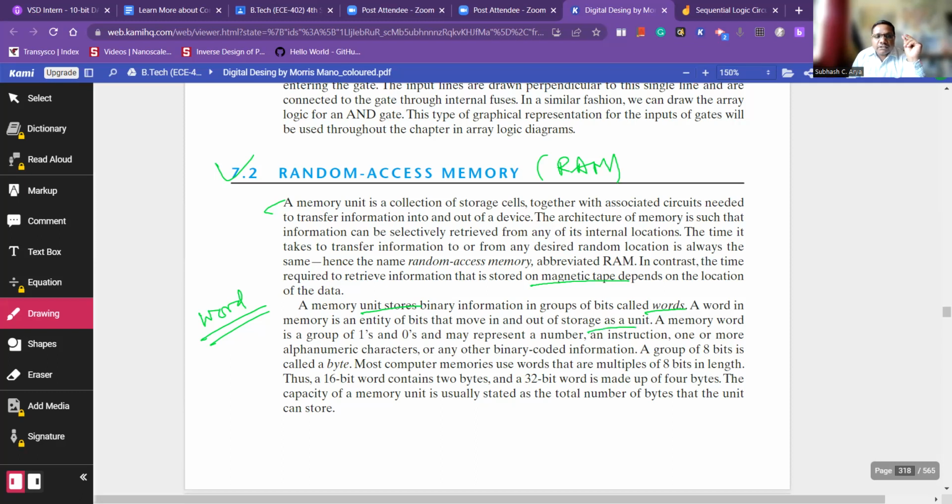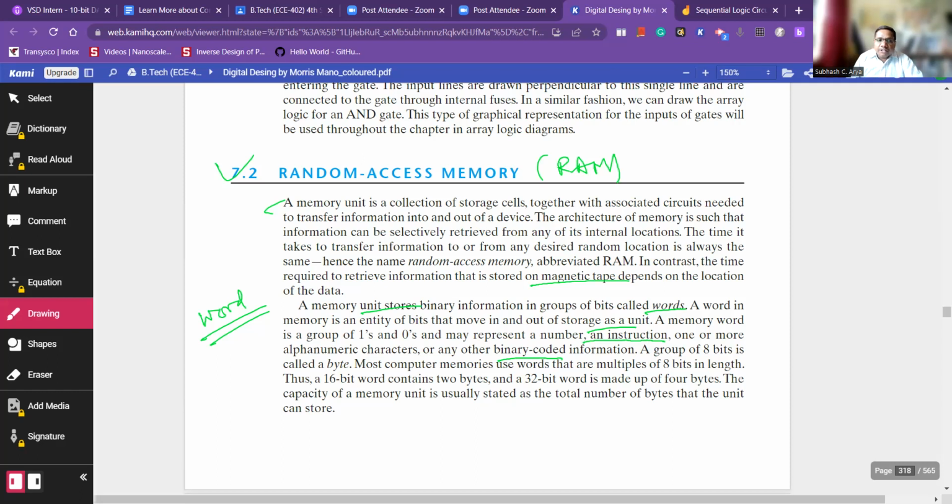A memory word is a group of 1s and 0s and may represent a number, an instruction, one or more alphanumeric characters, or any other binary coded information. So these words may represent a decimal number, a binary number, whatever. It may indicate an instruction or command, or alphanumeric characters. So a word is not only a message, it can represent a command or control information.